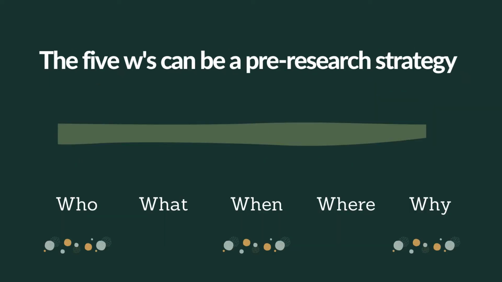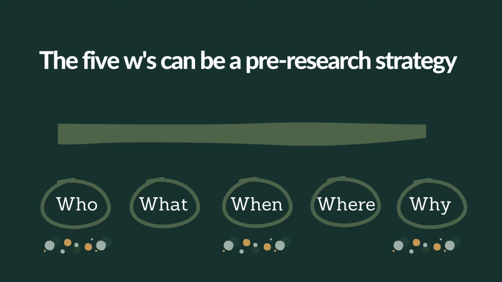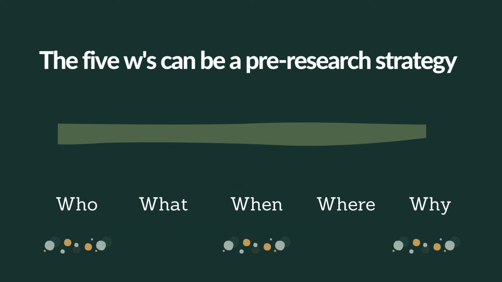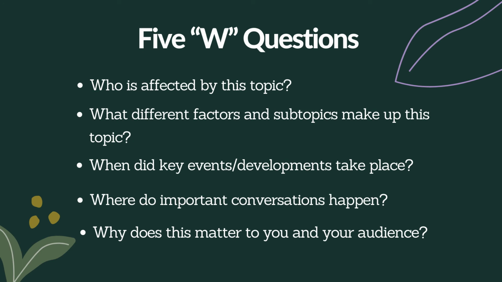You're probably familiar with the 5W questions: who, what, when, where, why. We are going to use them as a pre-research strategy for guided brainstorming. As you answer these broad questions, it will help you narrow your research focus and develop key search terms. Here's an example of how you might use the 5W questions. You might ask, who is affected by this topic? What different factors and subtopics make up this topic? When did key events or developments take place? Where do important conversations happen? Why does this matter to you and your audience?